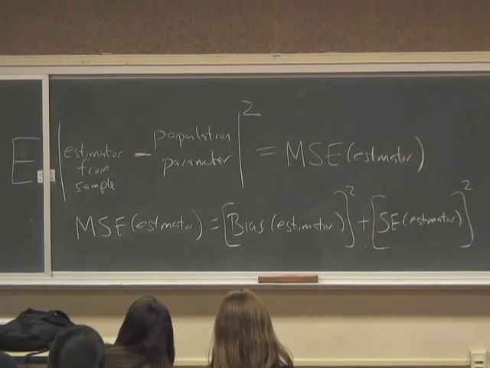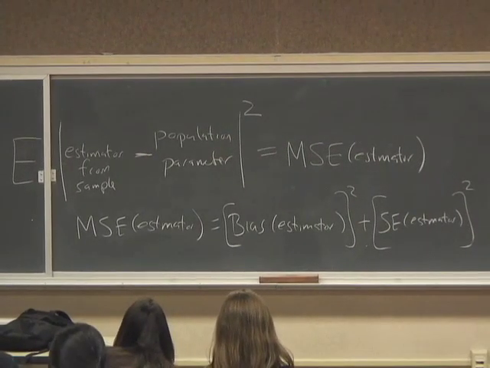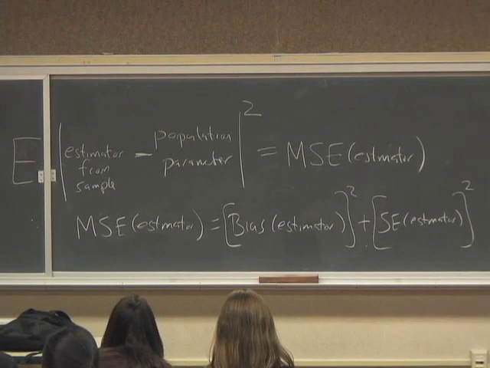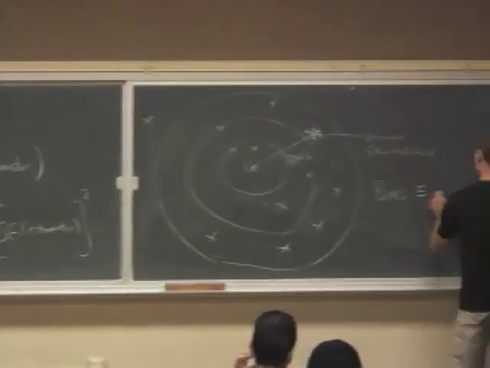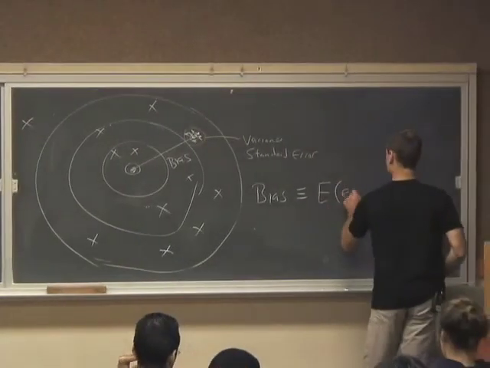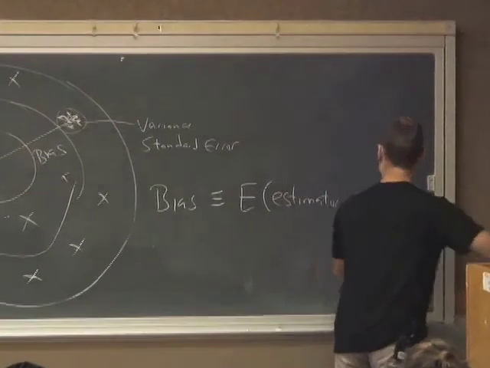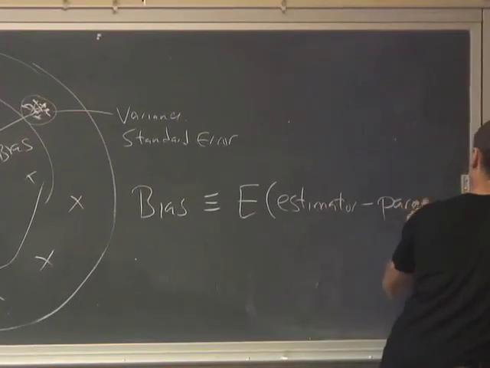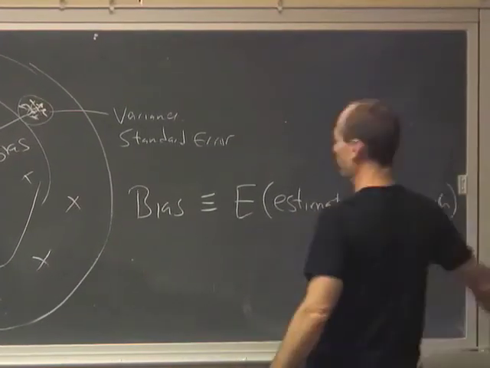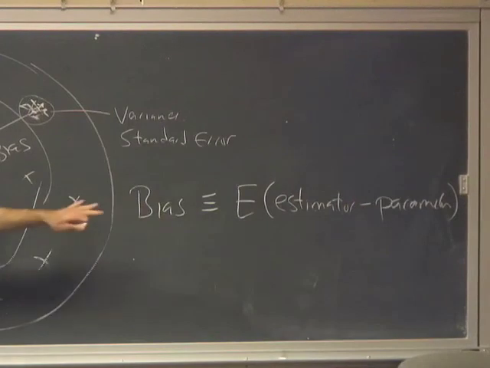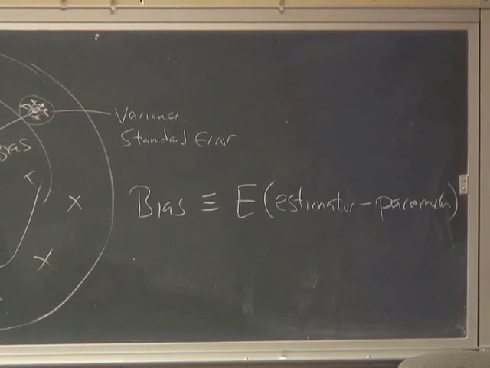All right, what is the bias of the estimator? The bias is defined to be the expected value of the estimator minus the parameter. Okay, with no absolute value sign. It's just, on average, what does the estimator give you? How does that compare to the parameter?